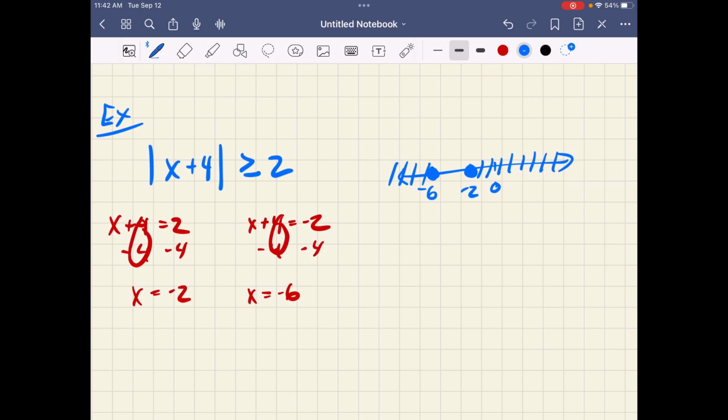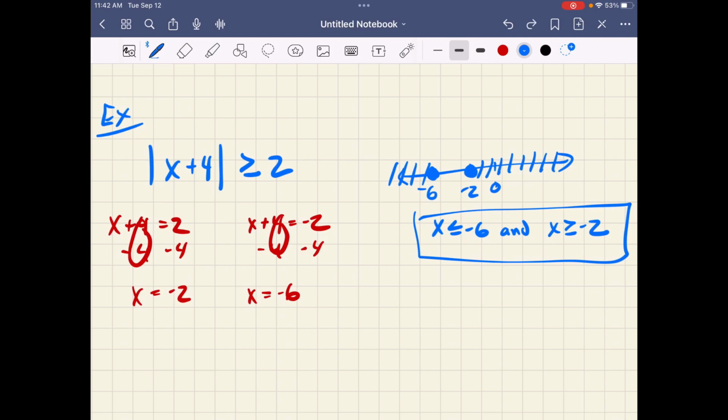So what I do now is I got to write two inequalities. I want to say, okay, x has got to be less than or equal to negative 6, and x has to be greater than or equal to negative 2. That would include all of my points written in inequality notation. So anything in these shaded areas here and here would make this statement true.